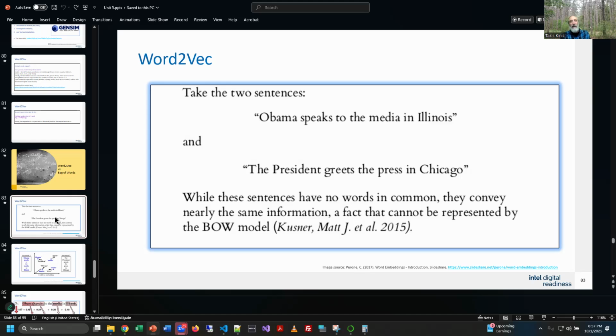This is kind of what I was talking about, like what did the Dallas newspapers say about the game and what did the Green Bay papers say about the game? You can bet they're going to be different perspectives, right? Even in the words they use, even though in a sense they're saying the same thing. It says these sentences have no words in common. They convey nearly the same information, a fact that cannot be represented by the bag of words model. Interesting. Because the bag of words model does what? It counts the frequency strictly of the words.